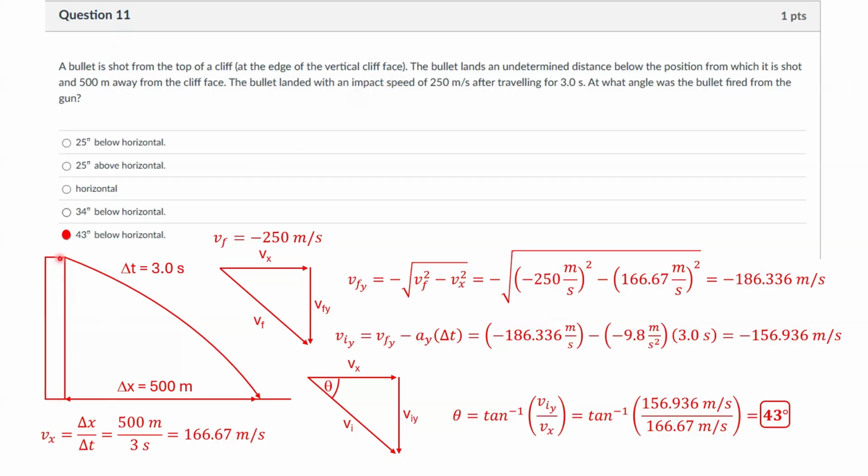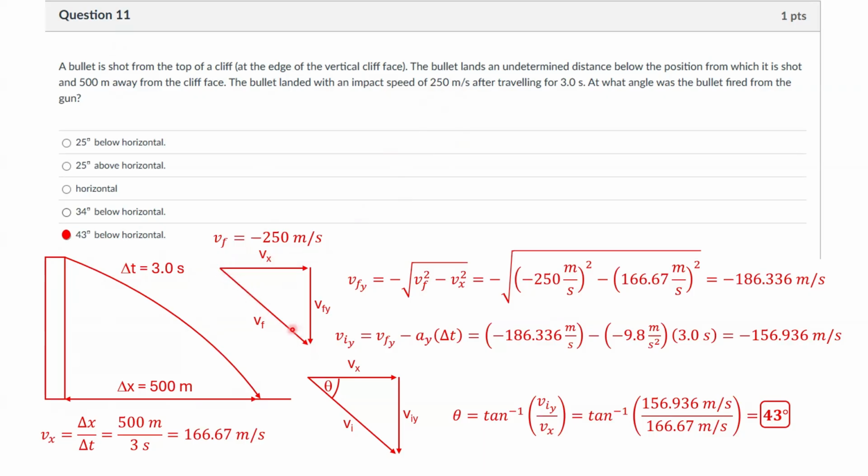So we have a cliff, bullet is shot. It lands 500 meters away from the cliff face. So that's a horizontal component of displacement of the bullet during the 3 seconds of time for which it traveled. We're told that it lands with an impact velocity or an impact speed of 250 meters per second. So it's 250 meters per second.